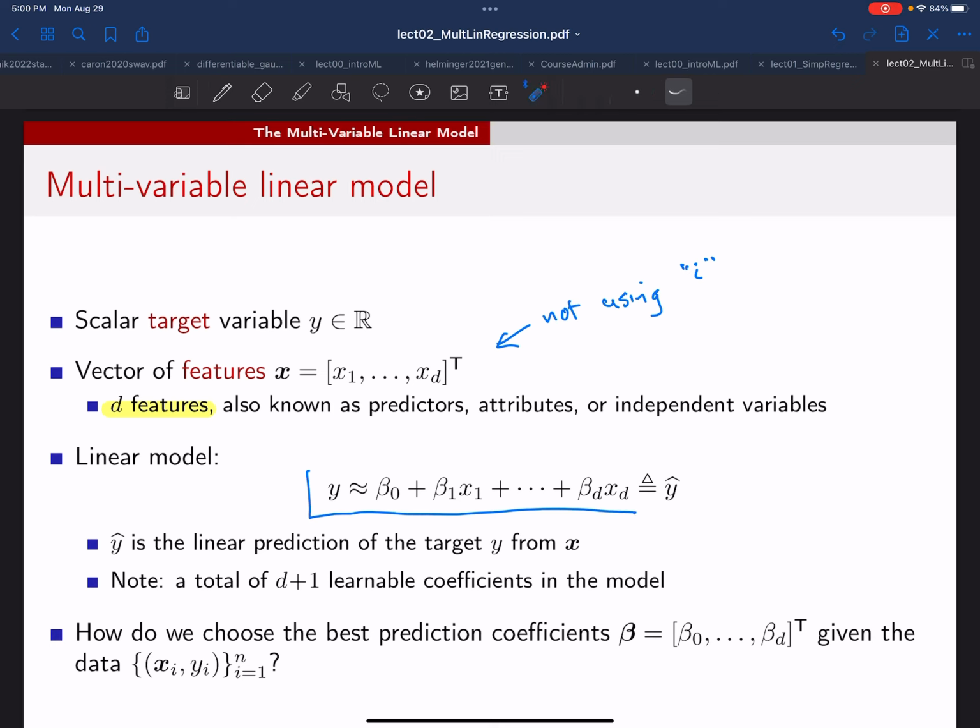We're saying that the target is approximately equal to an intercept coefficient plus some beta 1 times x1, beta 2 times x2, and so on, all the way till beta d times xd. It's just growing the model from last time. And finally, we're going to define this sum as our prediction y hat. So here we have an equality, here we have an approximation, because our prediction is not exactly perfect.